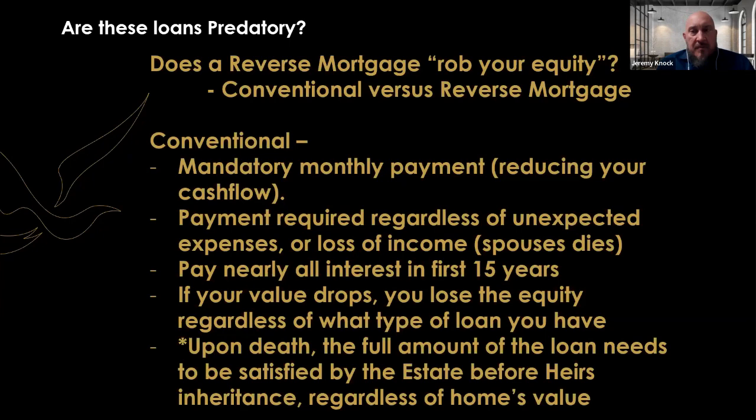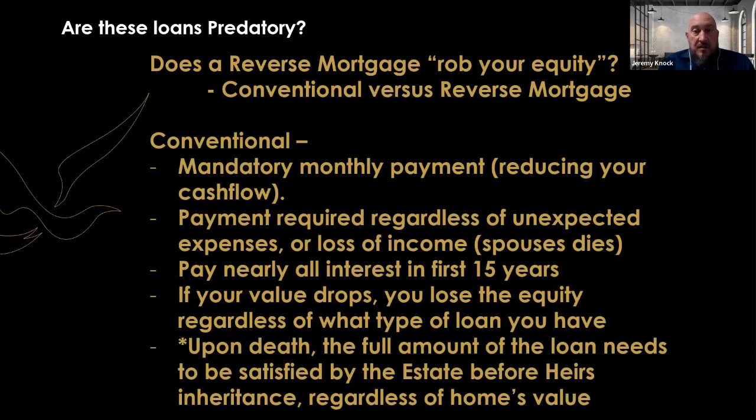So what I wanted to do is a 30,000 foot view comparison of what a conventional loan looks like versus a reverse mortgage. Everybody knows that with a conventional loan, you have a mandatory monthly payment, which reduces your cash flow. When you're a senior on fixed income, there's no way you can go work more overtime. There's really only one thing you can do, and that's cut your expenses. If you have a mortgage payment, you can't just cut or reduce it if something comes up. This payment is required regardless of any unexpected expenses.